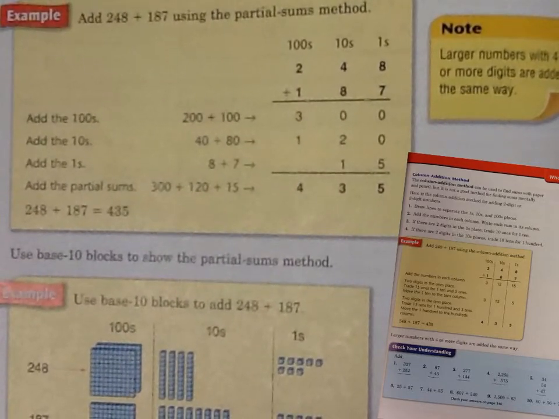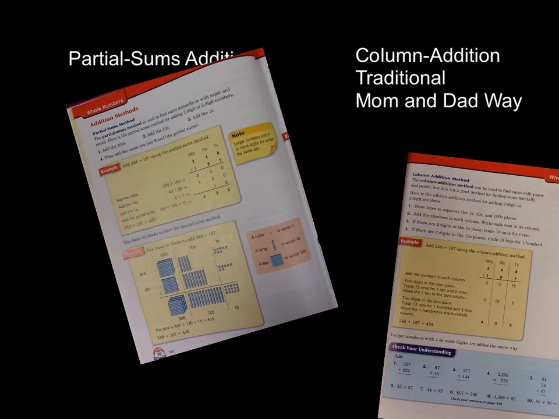You're going to add the hundreds. So we go down the hundreds column, we have 200 plus 100, write the answer. Then we add the tens. 40 plus 80 equals 120. Then we add the ones. 8 plus 7 is 15. Then we add up all the partial sums. That's why it's called partial sums addition. 300 plus 120 plus 15 gives us 435.